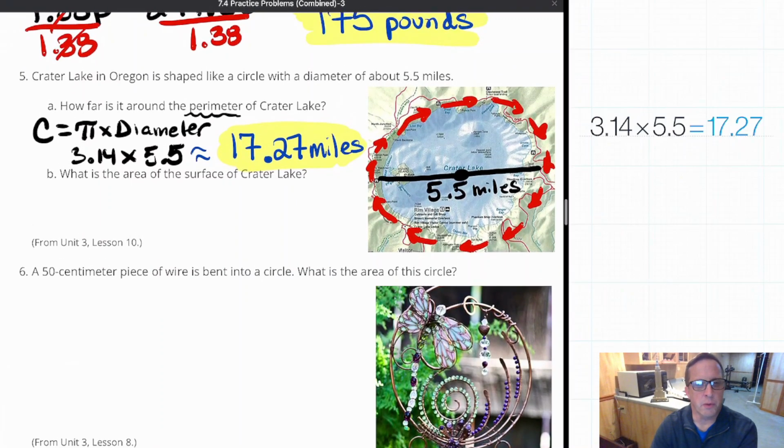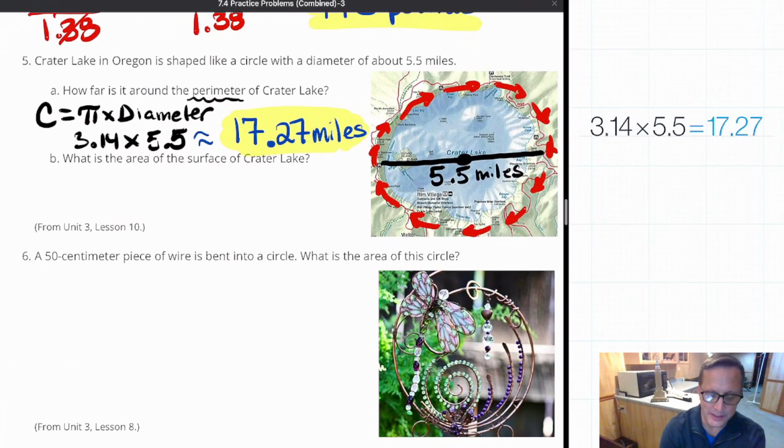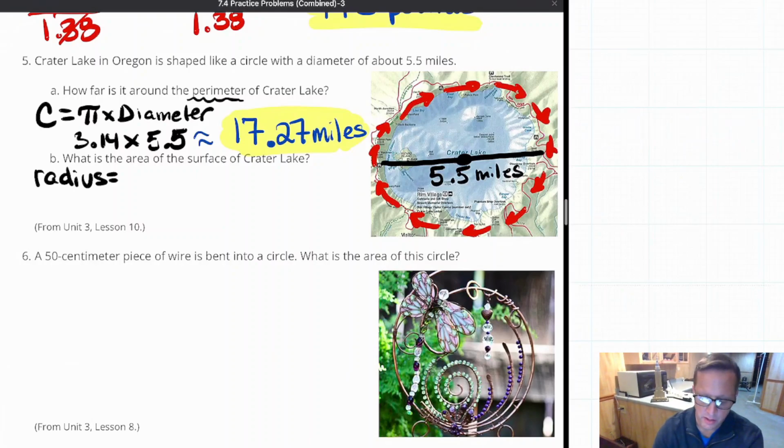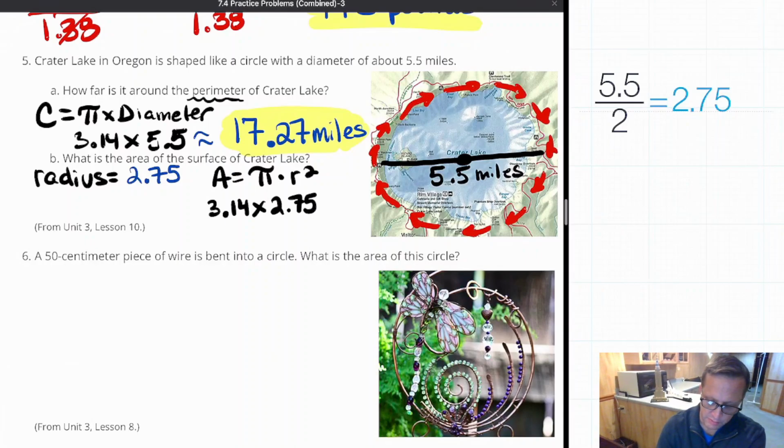And now it's asking, what's the area of the surface of Crater Lake? In order to figure out area, we need to know what the radius is. And the radius is going to be half of 5.5. So 5.5 divided by 2 is going to be 2.75. All right, so area is pi times radius squared. So I'm going to do 3.14 times 2.75 squared.